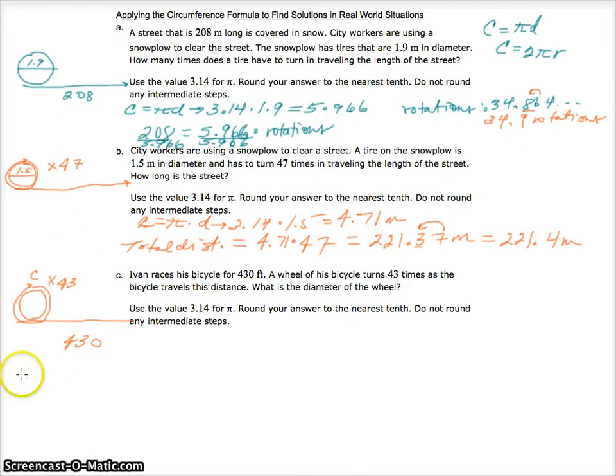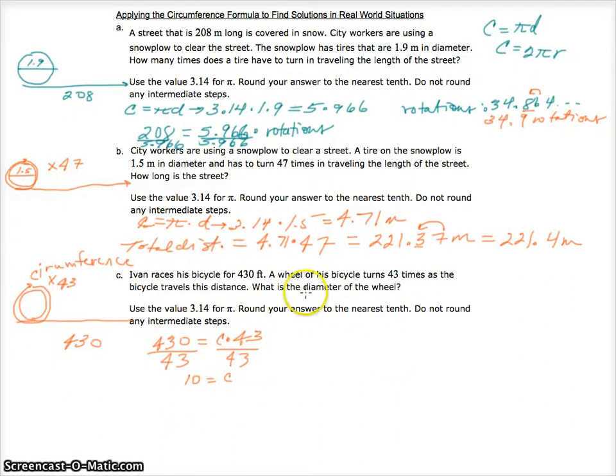So we're going to first find our circumference. So we're going to have 430 equals C times 43, and C is for circumference. So now I'm going to divide by 43 here to get the C by itself. 430 divided by 43 is 10, so my circumference was 10.